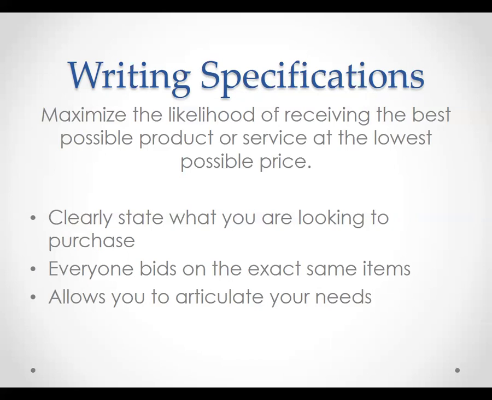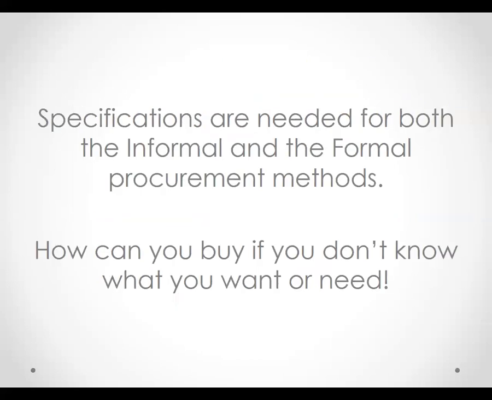For the formal process, you will still need to write down exactly what you are purchasing, but it will be in a more formal way. Either an invitation to bid or a request for proposal will be issued. Both the informal and the formal procurement methods require specifications. If you don't know what you want or when you want or need it, how can the vendors respond appropriately?